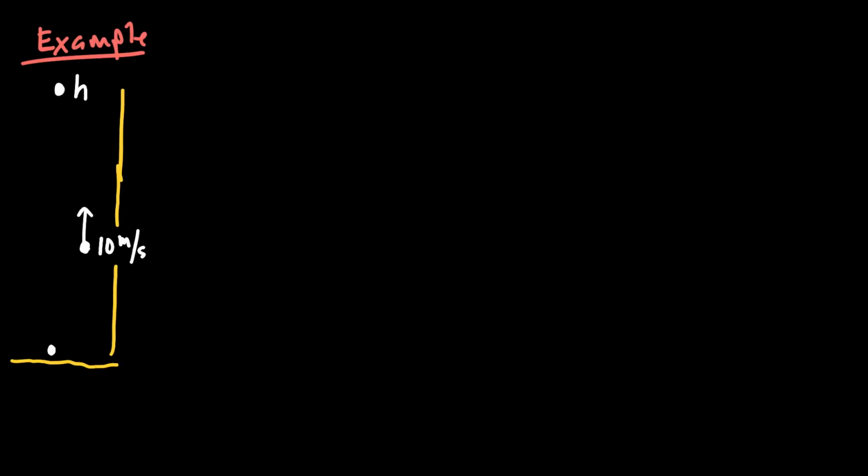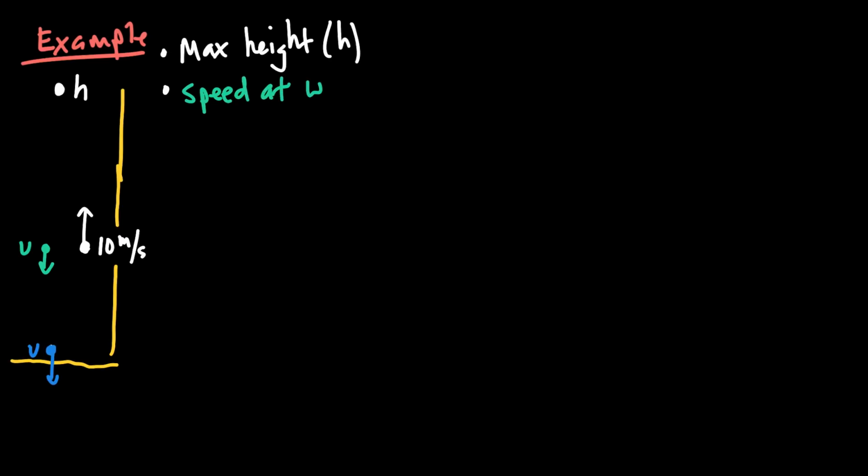And suppose that I want to know three things. The first thing I want to know is, what is the maximum height? And I'm just going to call that h. The next thing I want to know is the speed when it reaches the same point where he was reaching out of the window. I want to know the speed at that point. And then I also want to know what is the speed when it gets to the ground. Okay, so three things. The max height, and then the speed at the window, and then lastly the speed at the ground.